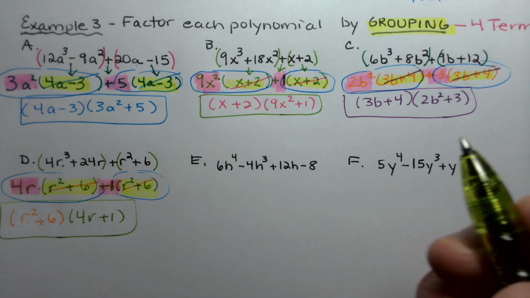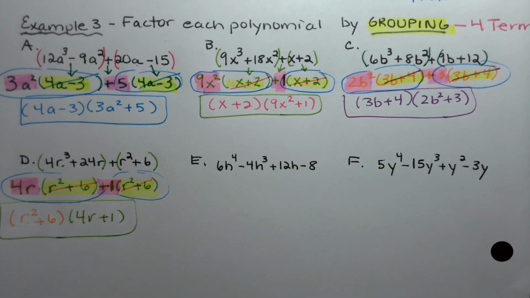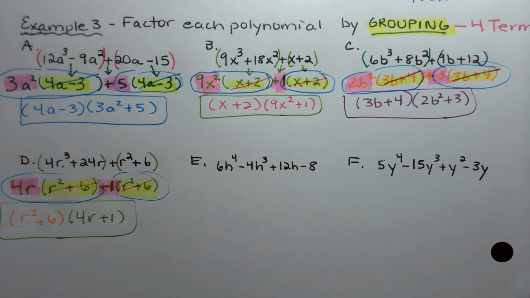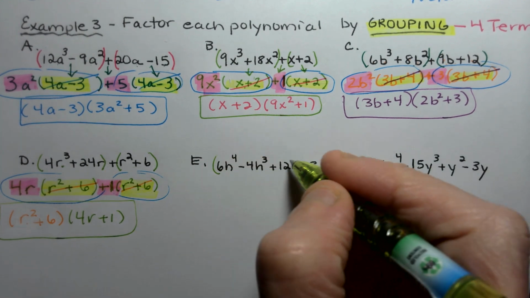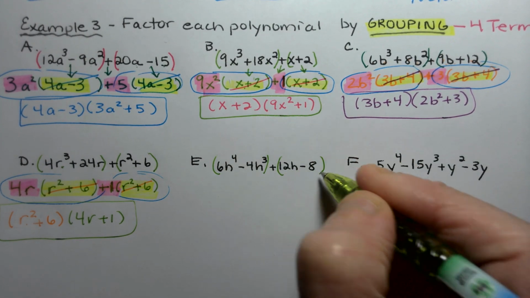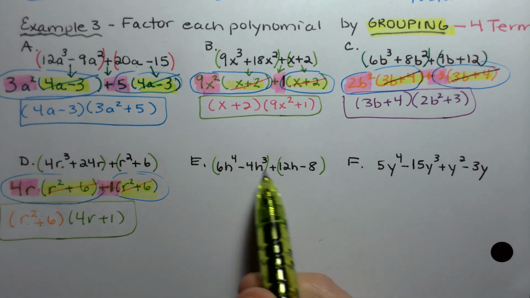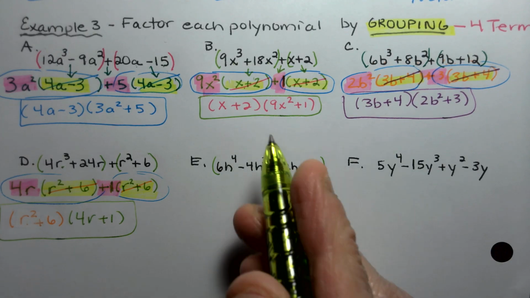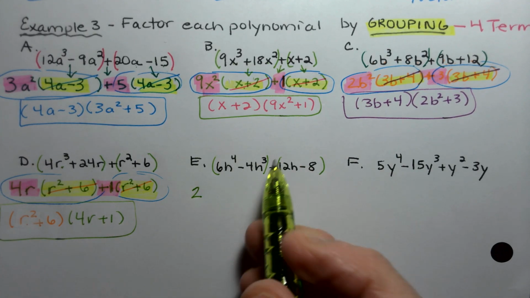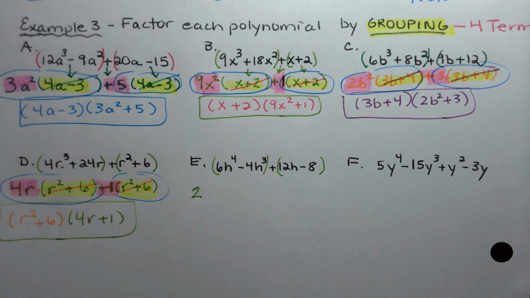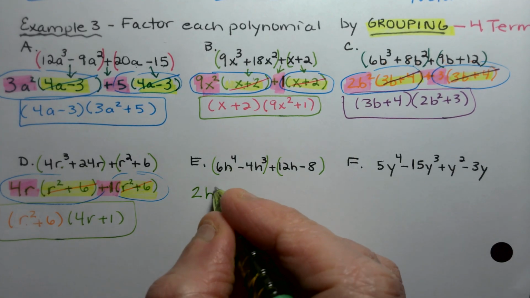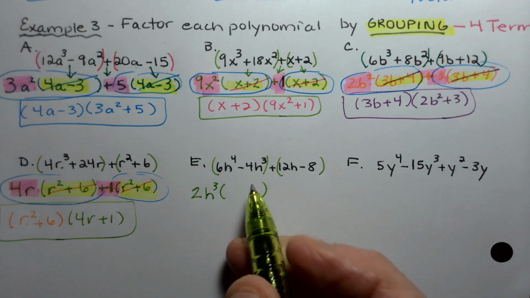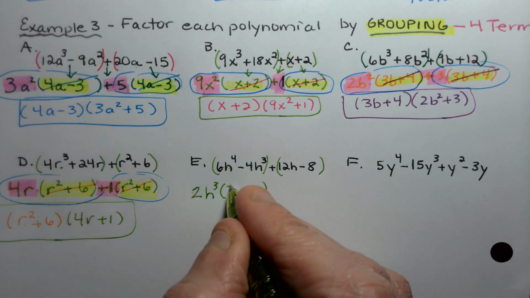Next one. 1, 2, 3, 4 terms. Perfect for grouping. We now do our parentheses. And now we group the first one. We GCF it. 6 and 4. What can we take out? We can take a 2 out. H to the fourth, H to the third. Take the smallest one out, H to the third. And 6 divided by 2 is 3.